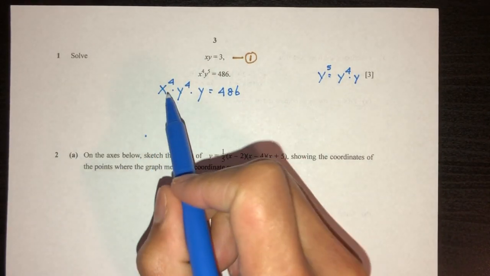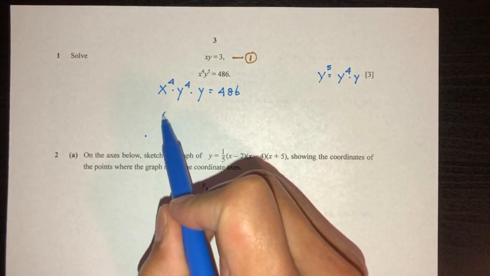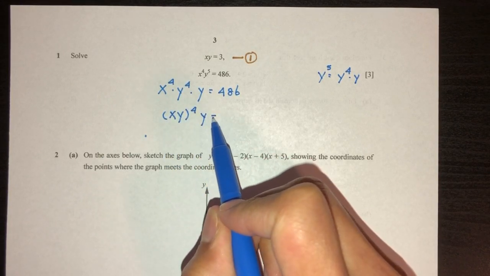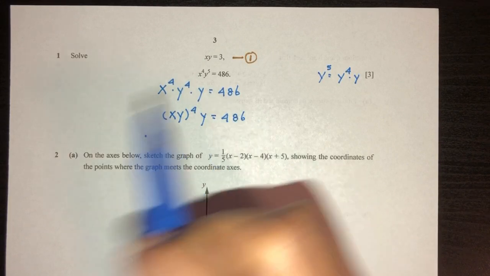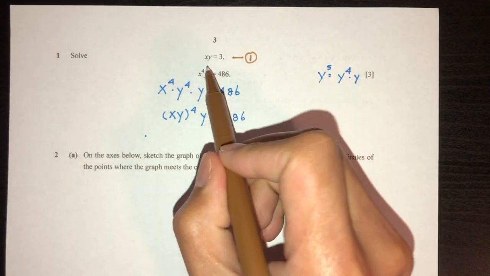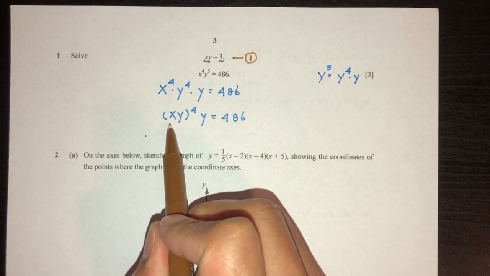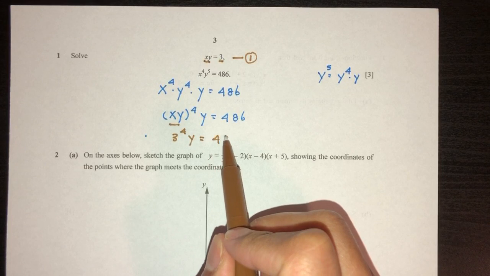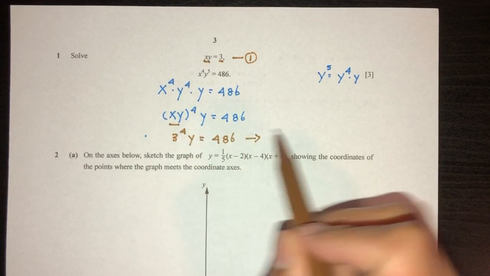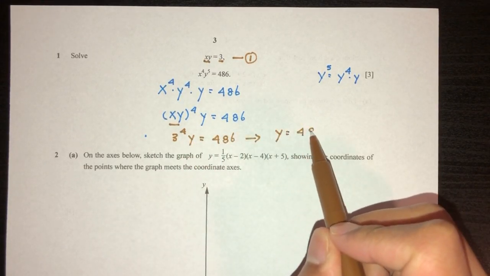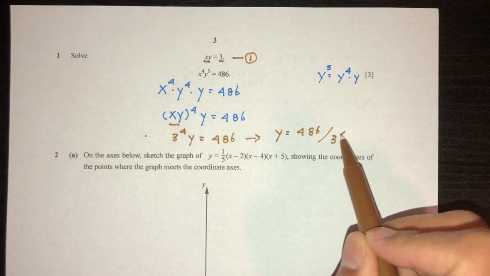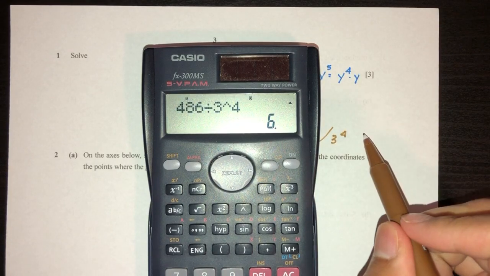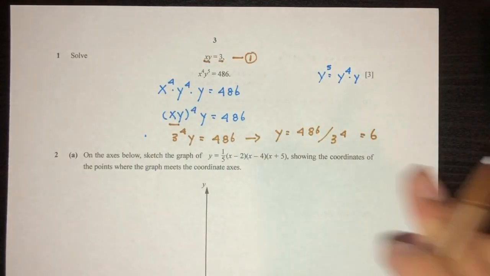Now if you observe, if you factorize those two for the power, you get xy power 4 times y equal to 486. You know the value of xy is 3, so this is 3 power 4 y is 486. From this you can find the value of y. Y will be 486 divided by 3 power 4. That will be 6. So value of y will be 6.